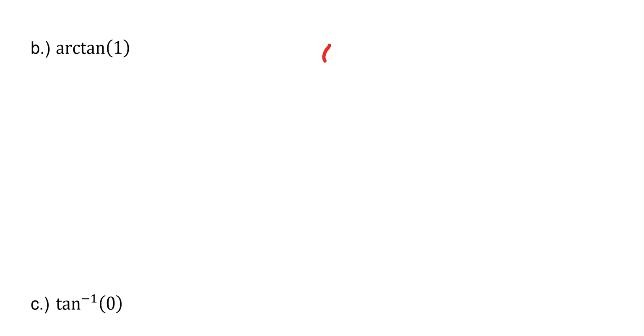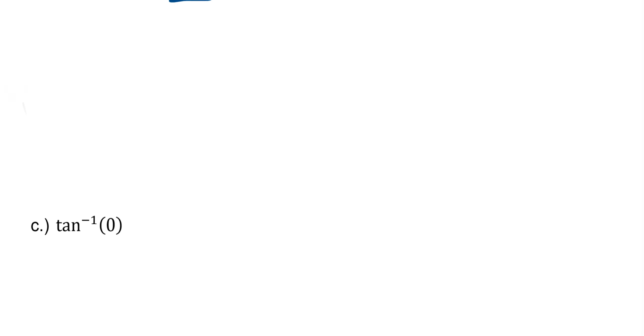All right, next one, arctan of 1. We ask ourselves, tangent of what reference angle equals 1? This is actually going to be pi over 4. So we know that tangent of pi over 4 equals 1, so arctangent of 1 is pi over 4.